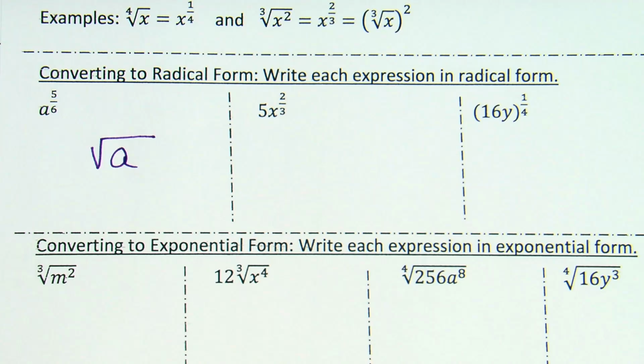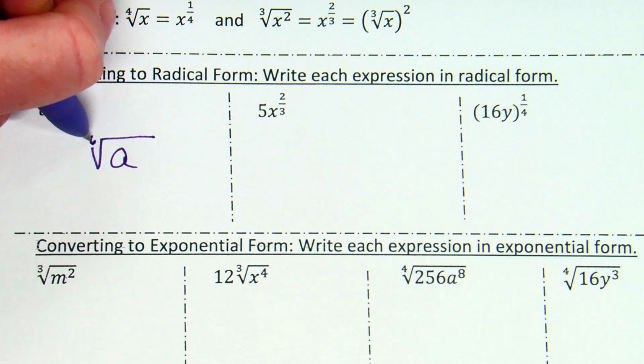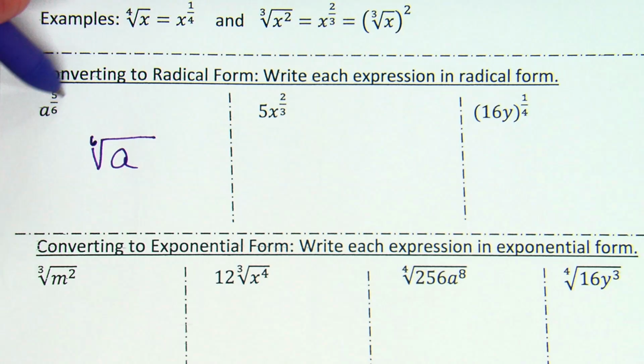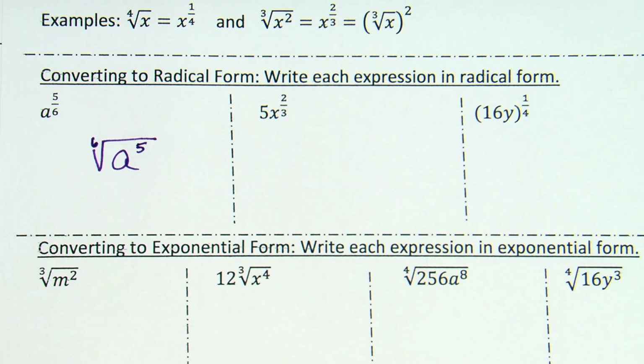Now, 5/6. One of those numbers goes right here on the corner of the radical, and the other number is the power of a. Denominator is always going to be which one? Well, the denominator is a 6, and where's it always going to go? Yeah, it goes right there on the edge of the radical. So this is saying it's going to be the 6th root of a to what power? My number in the numerator, so in the top, goes on the a. So the 6th root of a to the 5th.